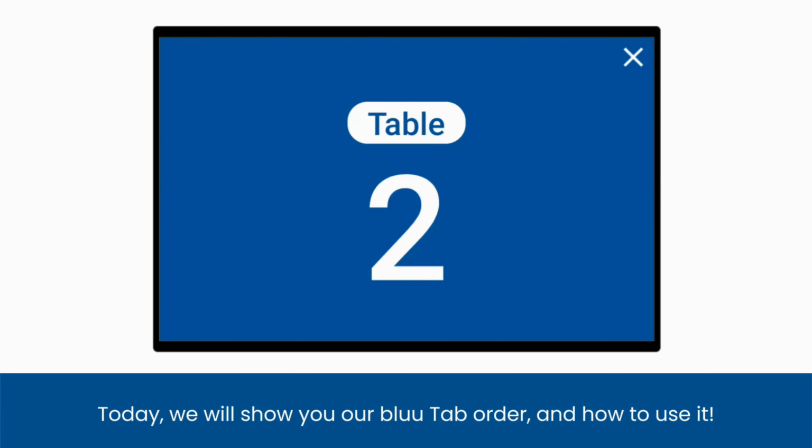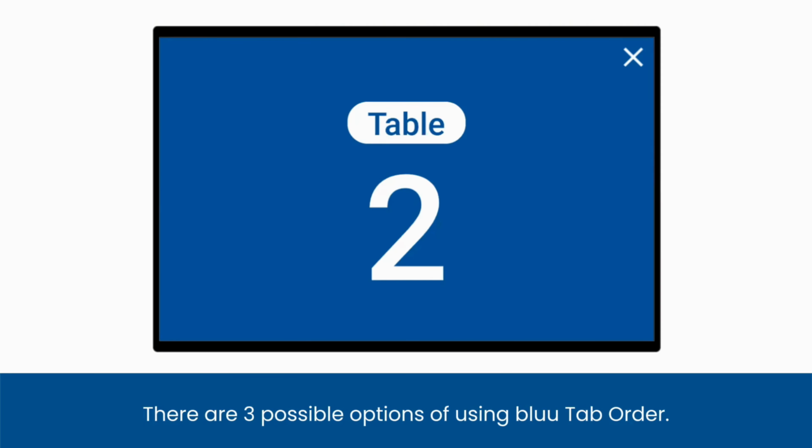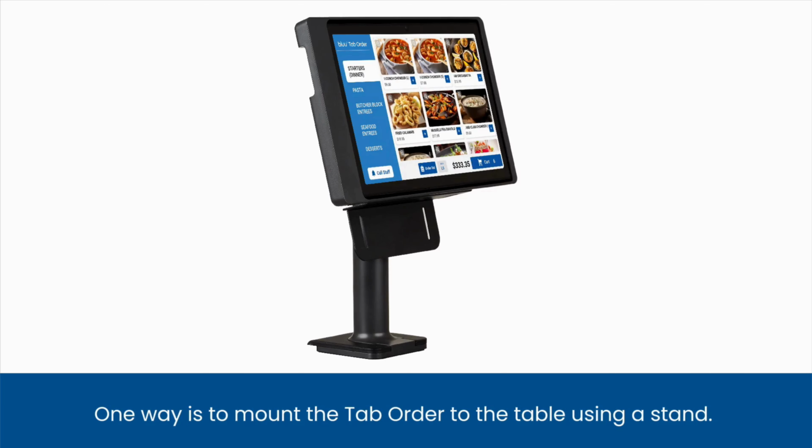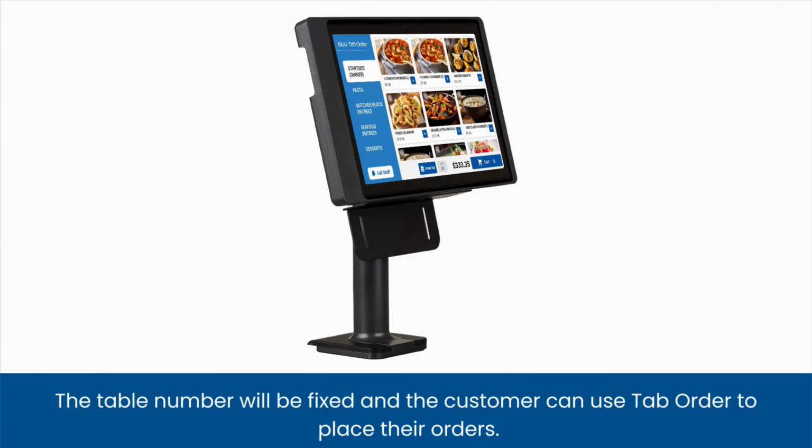Today, we will show you our Bluu tab order and how to use it. There are 3 possible options of using Bluu tab order. One way is to mount the tab order to the table using a stand. The table number will be fixed and the customer can use tab order to place their orders.